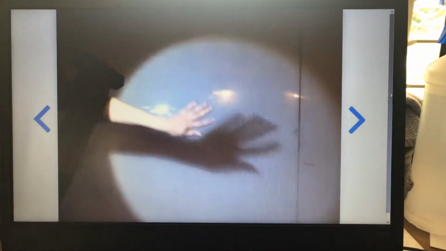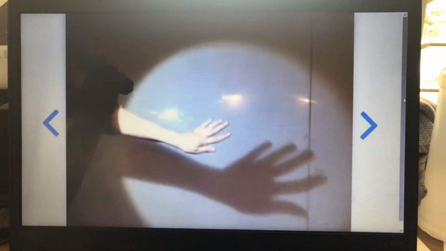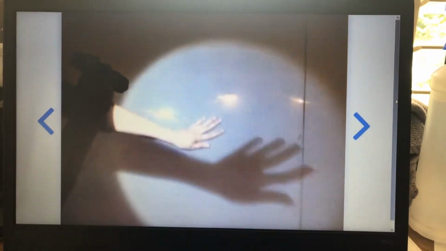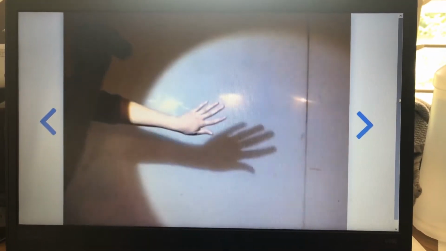We make our own shadows move by moving our bodies. Like if we moved our hands side to side like this. But that's not the only way for a shadow to move. If you keep your hands still and the light moves instead, then a shadow can move too.